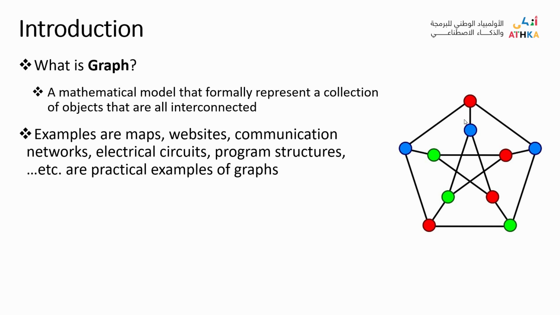This is an example on the right, where you can see a graph with different objects represented as colored nodes, or circles, connected to each other in a certain fashion. This green is connected to this red, and this blue, and this red, but this green is not connected directly to this blue, so it shows you where the connections are happening. This is quite useful in many applications such as maps, websites, communication networks, electric circuits, programming circuits, and all other types of things.